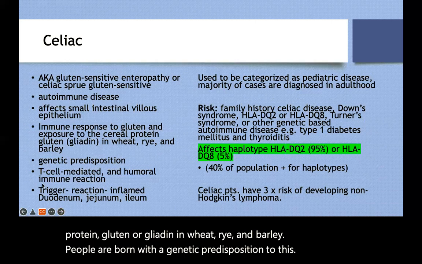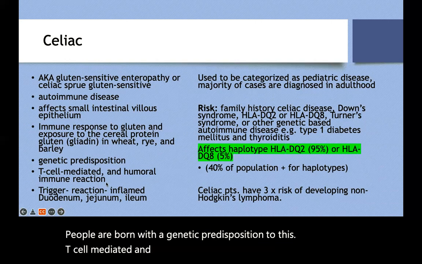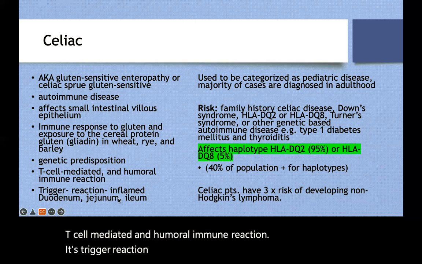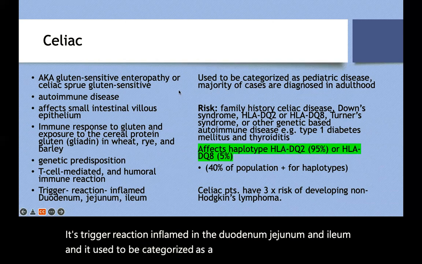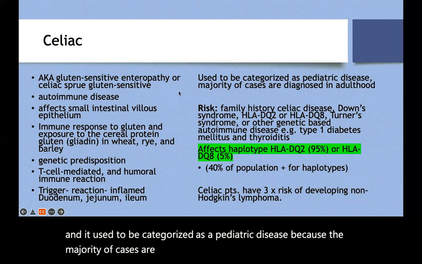It's a T-cell mediated and humoral immune reaction. It triggers inflammation in the duodenum, jejunum, and ileum. It used to be categorized as a pediatric disease, but the majority of cases are now diagnosed in adulthood.